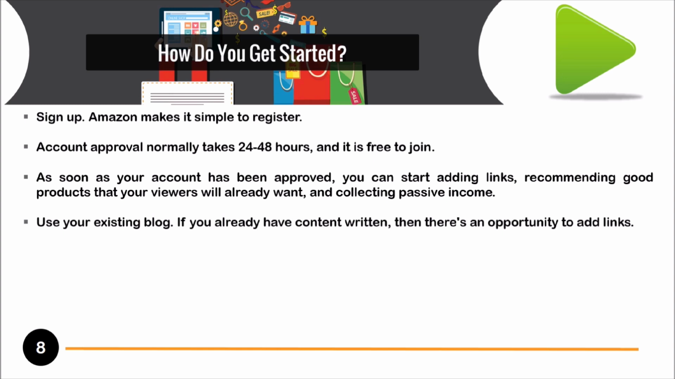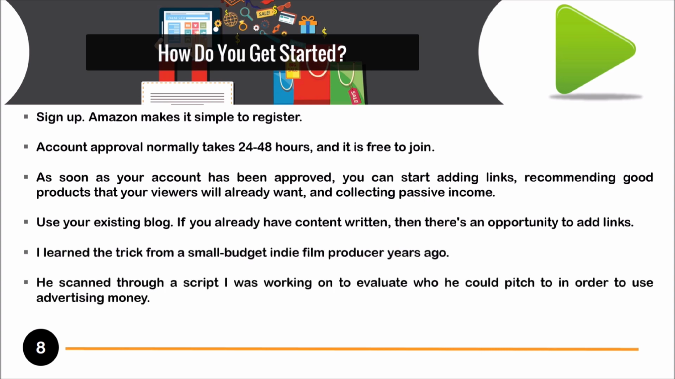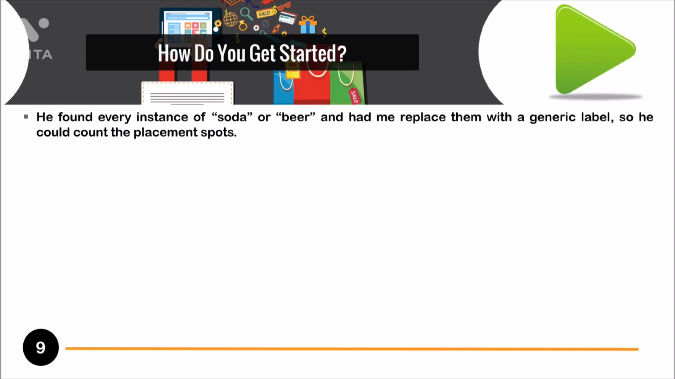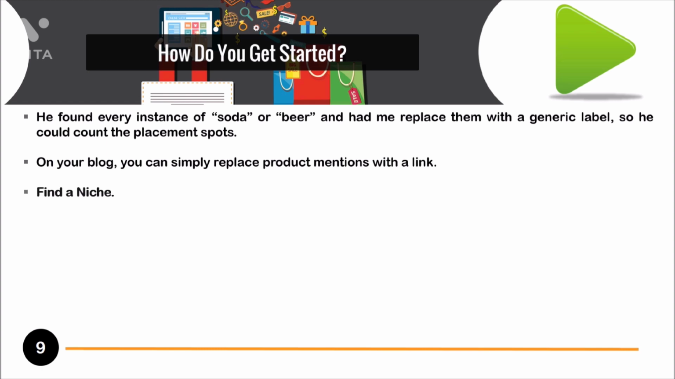Use your existing blog. If you already have written content, then there's an opportunity to add links. I learned the trick from a small budget indie film producer years ago. He scanned through a script I was working on to evaluate who he could pitch it to in order to use advertising money. He found every instance of soda or beer and had me replace them with a generic label so that he could count the placement spots. On your blog, you can simply replace product mentions with a link.